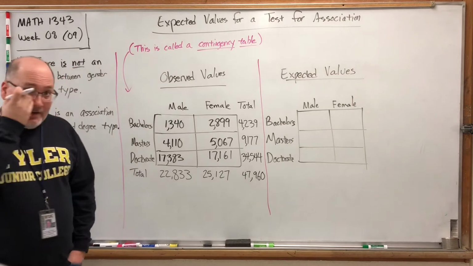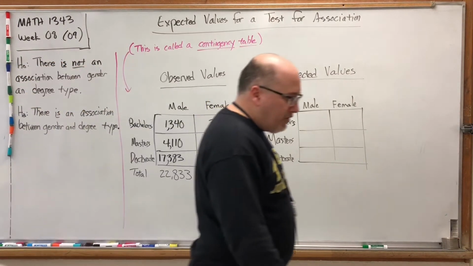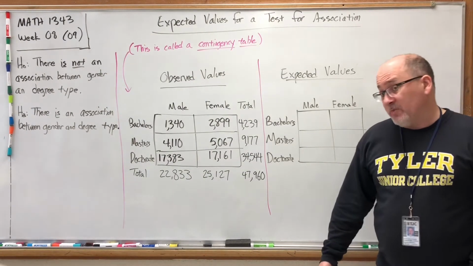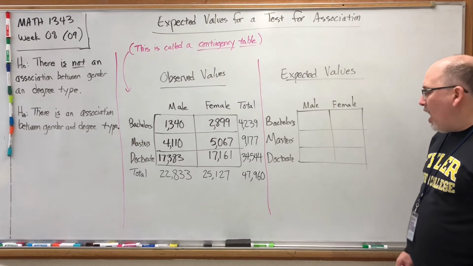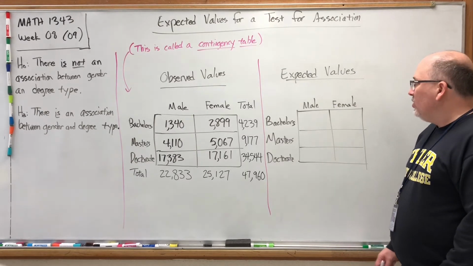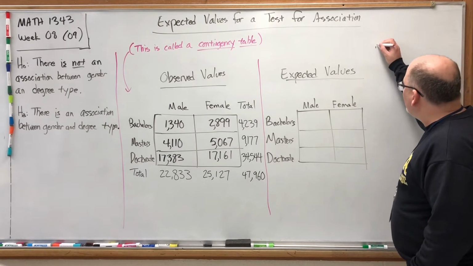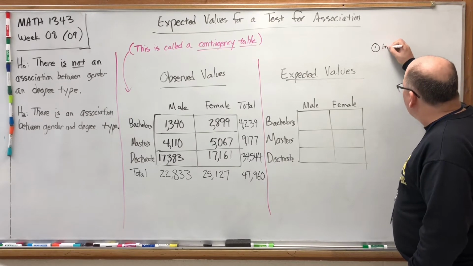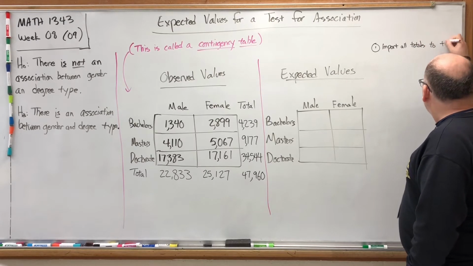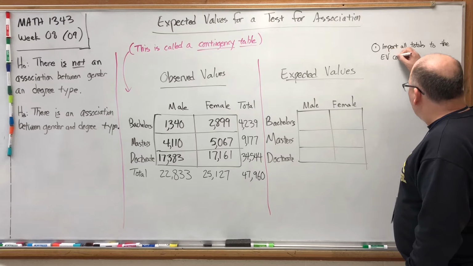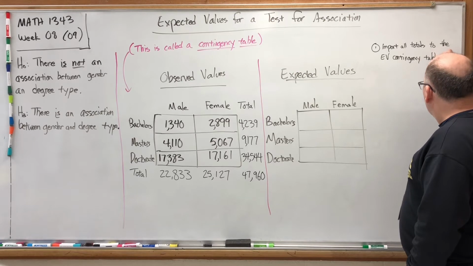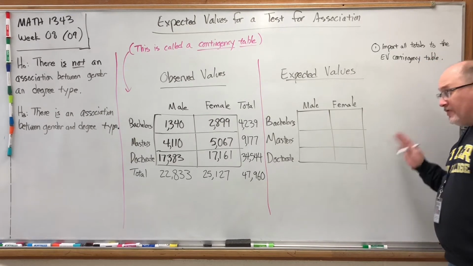Now, how do we calculate the expected values? Well, remember, what we expect is based on the null hypothesis, that there is not an association between gender and type, meaning that any comparable proportion should be equal. But proportions are always out of a total. So to calculate the expected values, the first thing we would do is import all totals to the EV contingency table. EV meaning expected value. So we're going to take all the totals that we have and move them over here.